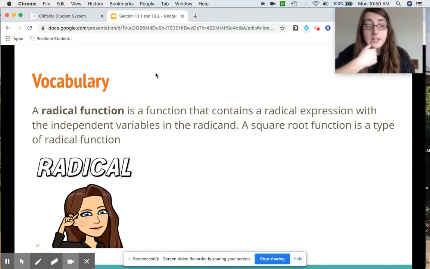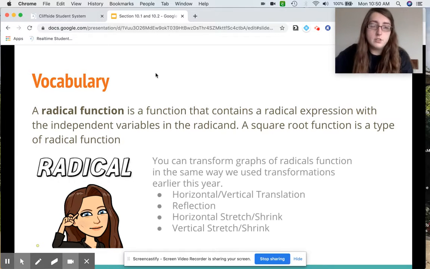Okay, so a radical function is a function that contains a radical expression. So a radical function can be a cube root function, a square root function, or a fourth root function. A radical function is just the name for all the different types of functions that you can have. So a square root function is just a specific type of radical function.